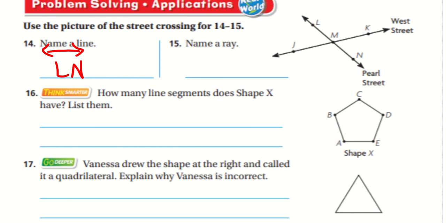Number 15 says name a ray. Well, a ray has to start at a point and then has to continue on in one direction, which means we would probably start at the letter M, point M, and then continue on. So like this could be MK. So I'm going to do that one. And then above it, you have to draw your line with 1 arrow. Not 2, because 2 is a line, 1 is a ray.